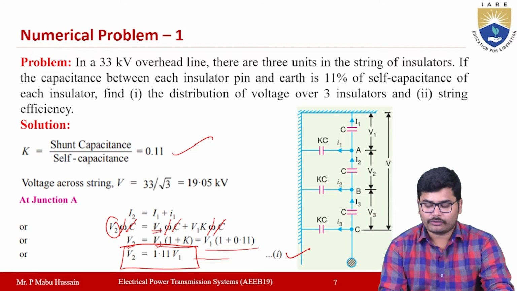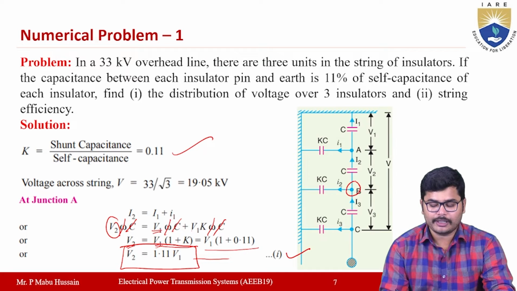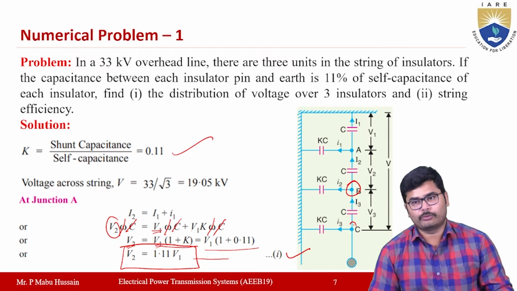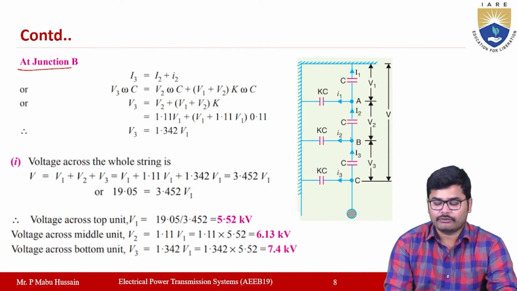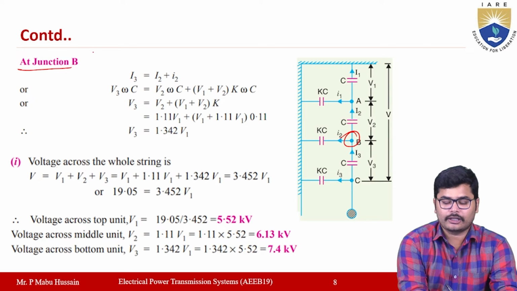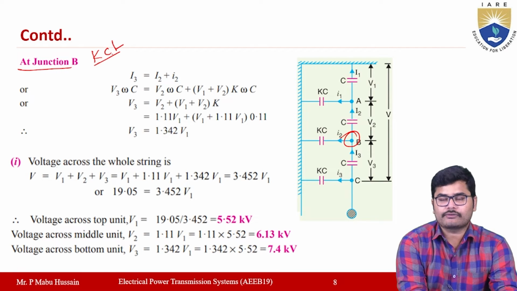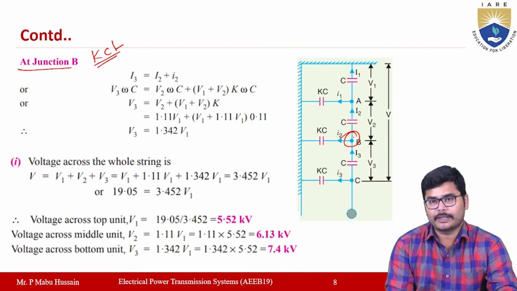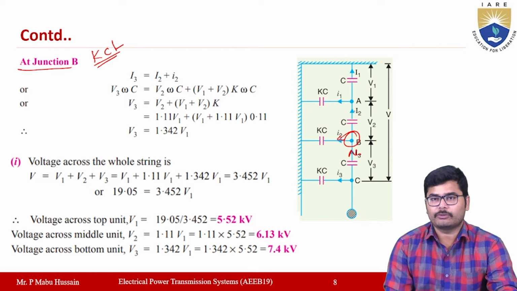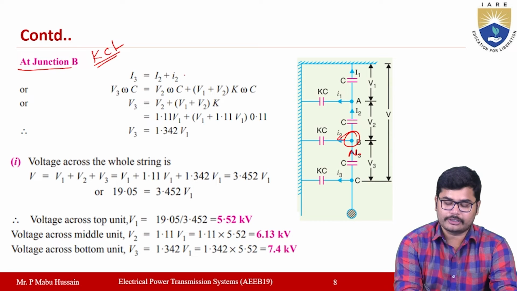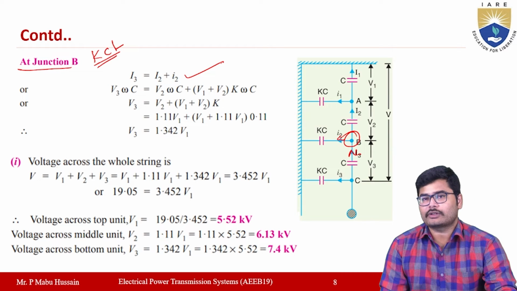Like this, you have to write the KCL equation at node B. Only at node B is enough, right? So at junction B or node B, you again apply Kirchhoff's current law. At node B, I3 is equal to capital I2 plus small I2. This is the Kirchhoff's current law equation at junction B.